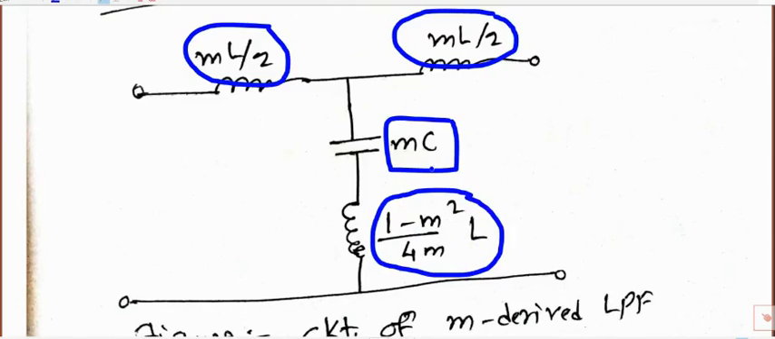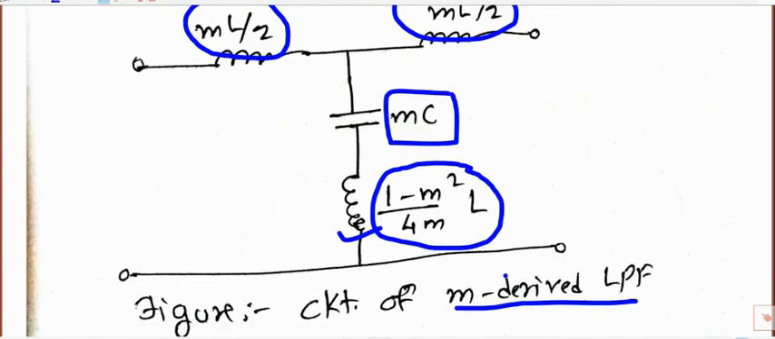The inductor value is not L and the capacitor value is not C. Instead, the inductor value is M into L by 2. The other inductor is (1 minus M square) divided by 4M into L, and the capacitor value is M into C. If someone asks what the inductor value in the shunt arm of the M-derived low pass filter is, once again I will repeat: (1 minus M square) divided by 4M into L is the answer.